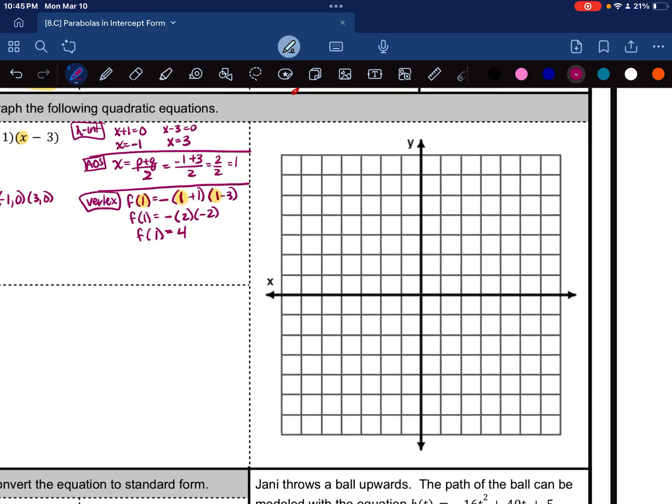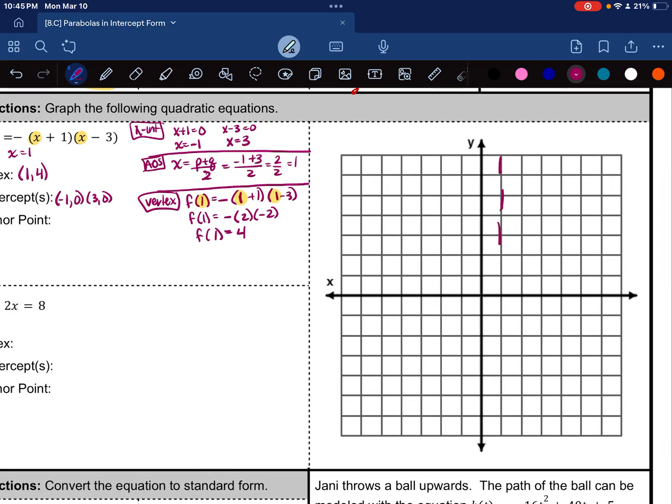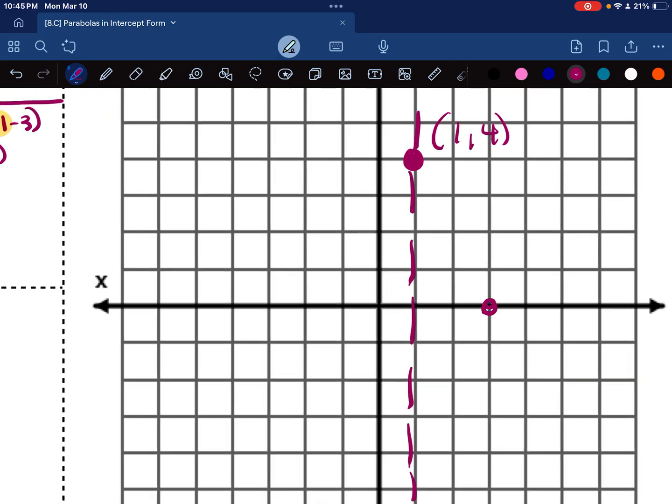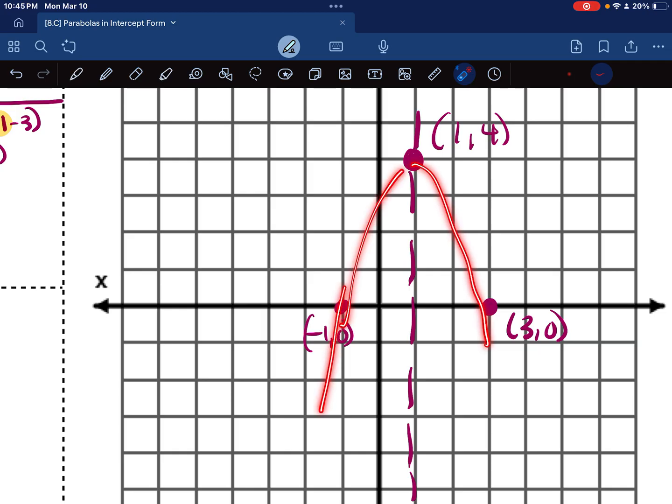Let's graph it. So here is x equals 1. 1, 4 is hanging out here. Your two intercepts, right? We had 3 and we had -1. And I know that I'm kind of on the right path because these are both 2 boxes away from your axis of symmetry. And just this rough shape so far, the parabola is opening down.